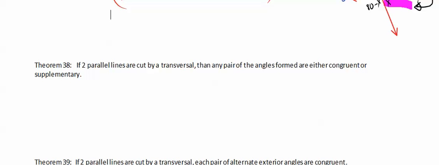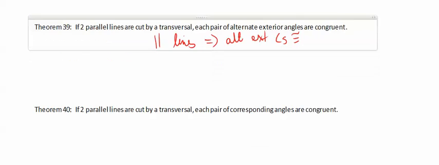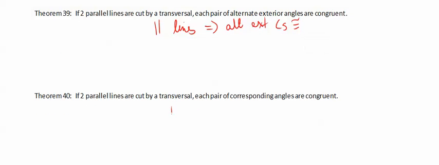If you look at theorem 39, again, you can just do parallel lines imply alternate exterior angles congruent. Again, parallel lines imply corresponding angles congruent.